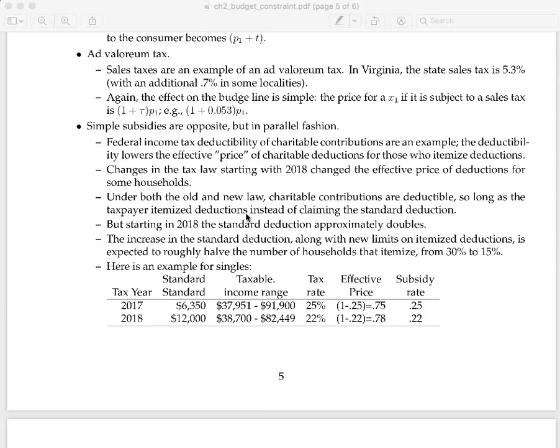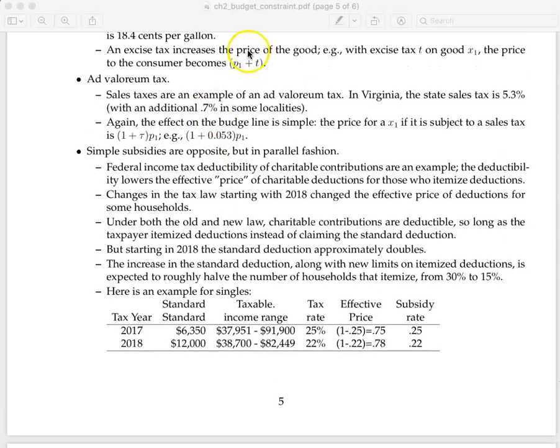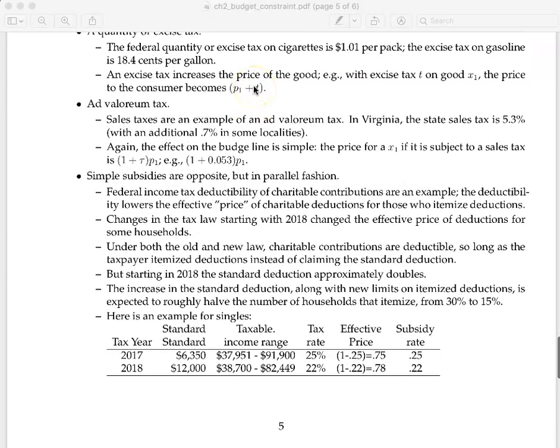Subsidies work exactly the same way, except that where a tax increases the price, with a subsidy you're decreasing the price. Effectively, a subsidy decreases the price to consumers. And so I say subsidies are parallel but opposite. So instead of P1 plus T, with a subsidy it becomes P1 minus the subsidy rate. And a good example of a subsidy is the deductibility of charitable contributions, right? So the tax law affects the effective price of charitable contributions.